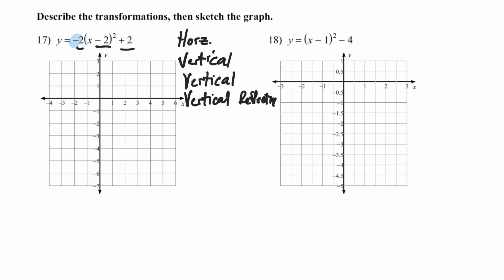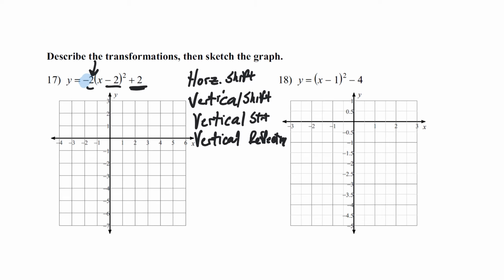All right, now let's talk about the other things. Inside of the parentheses, we have a horizontal. It is a shift because of the adding or subtracting sign. I'm going to just take care of the words, and we'll talk about the directions in just a second. The vertical on the outside is also a shift because it is a plus sign. And then the last thing was the 2 in front. Notice I didn't say negative 2. 2, and it is a stretch. So we have all this going on for us right now.